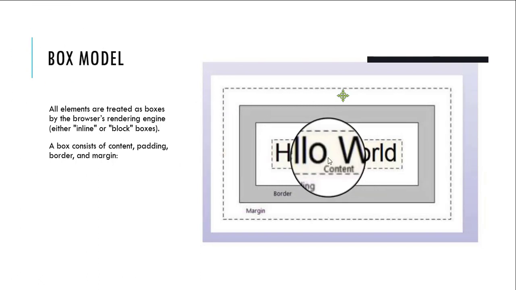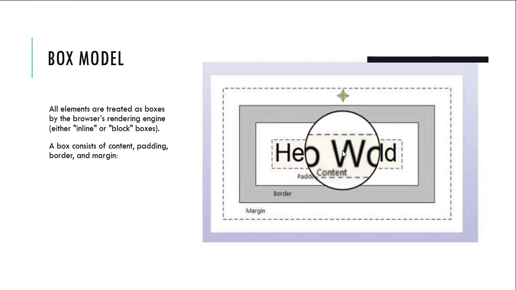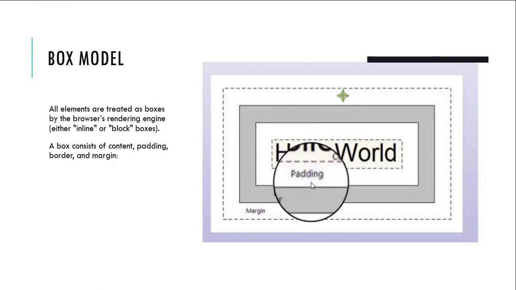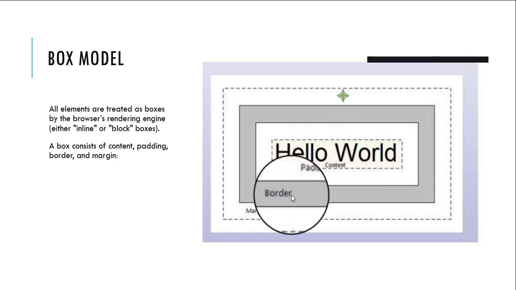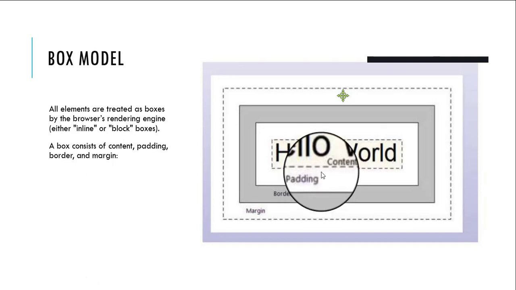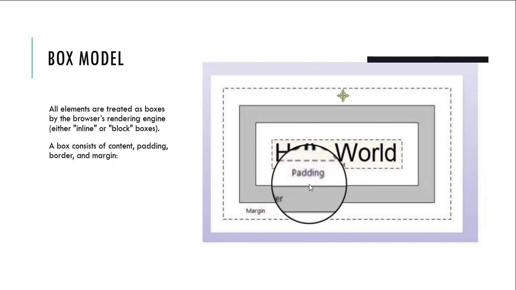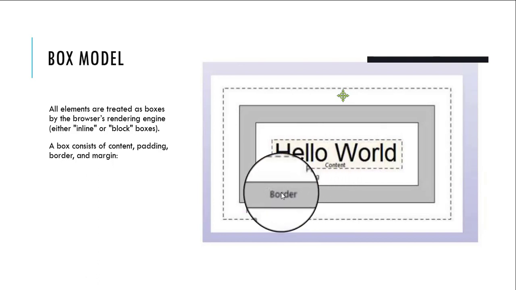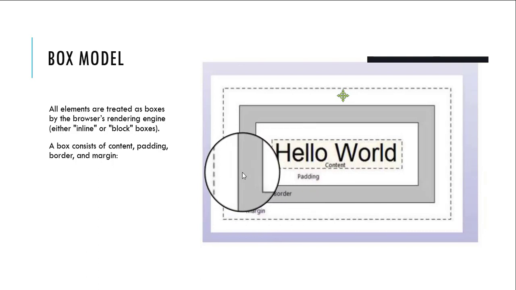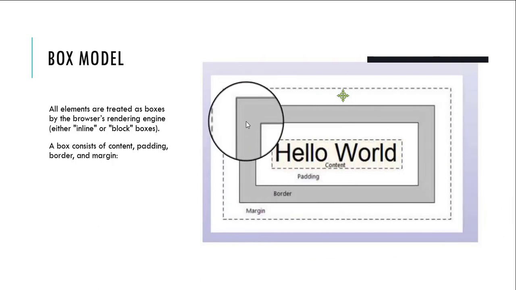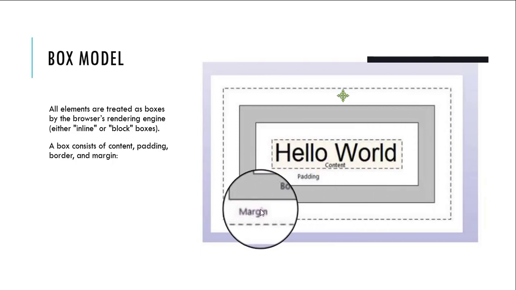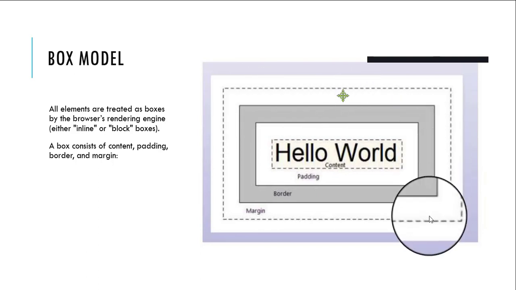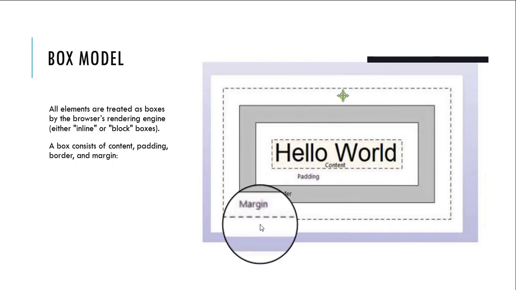So the content is basically probably text. The padding is the spacing between the content and the border, right? That was what you saw. That's why when we applied padding, we were seeing an extra spacing here. And then the border is like a thickness around the contents, right after the padding. And then the margin is like an external spacing, which is just outside the border, right?